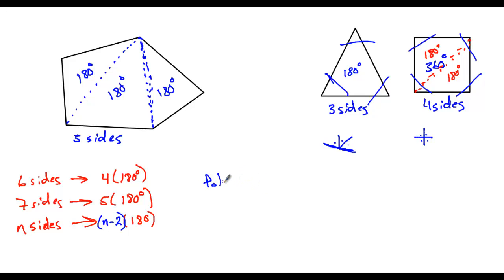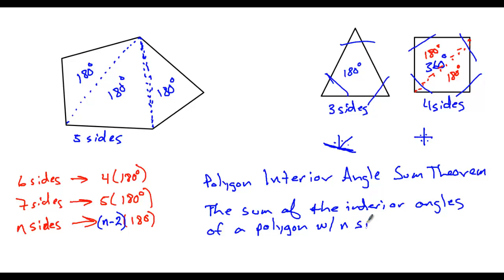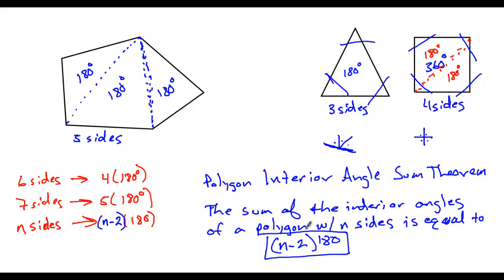the Polygon interior angle sum theorem says that the sum of the interior angles of a polygon with n sides is equal to n minus 2 times 180. And that's a formula that you're going to need to have memorized. That's the Polygon interior angle sum theorem.